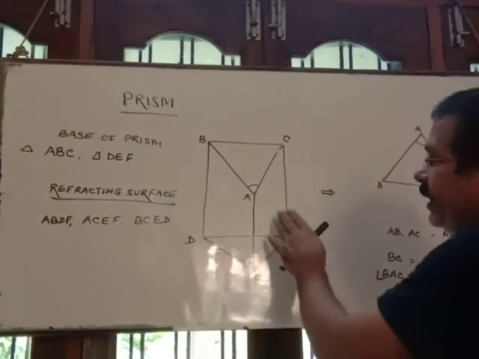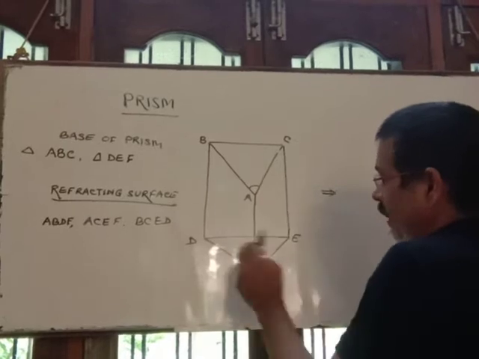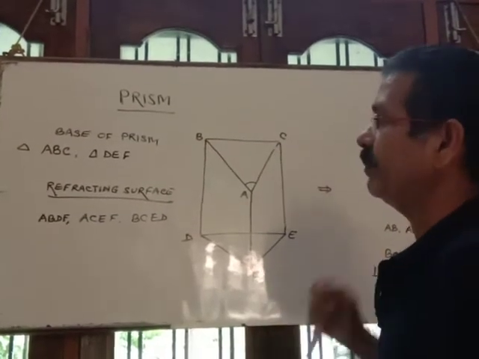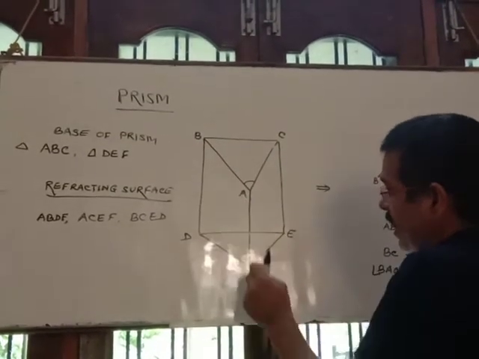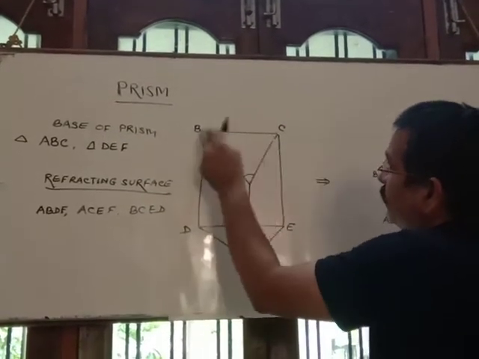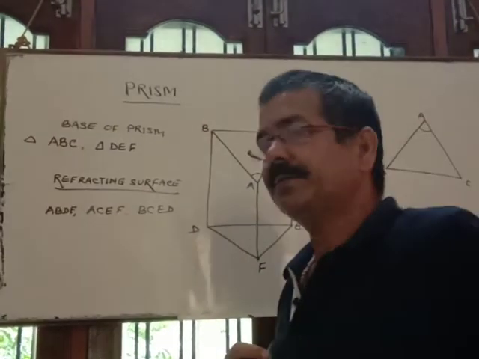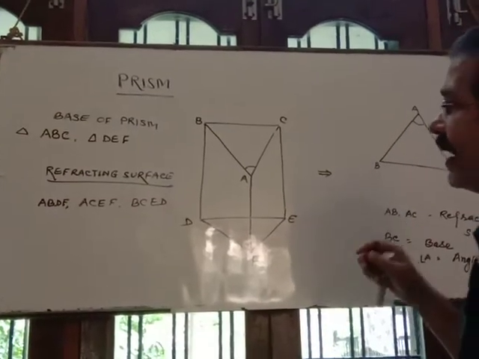See here in this diagram, it is the actual diagram of a prism. Here A, B, C and D, E, F are the two triangular faces, which are called the bases of the prism, and A, B, D, F, A, F, E, C and B, C, E, D are the three rectangular refracting surfaces. They are called refracting surfaces.